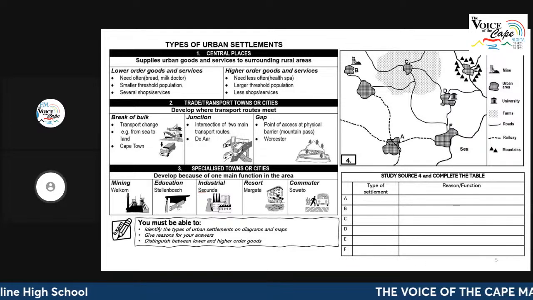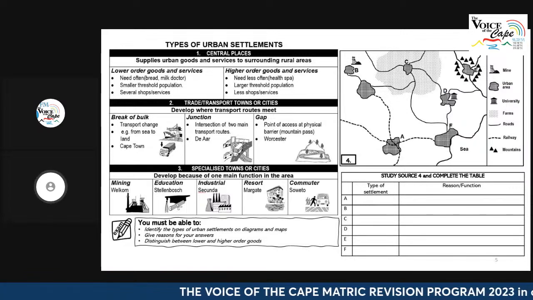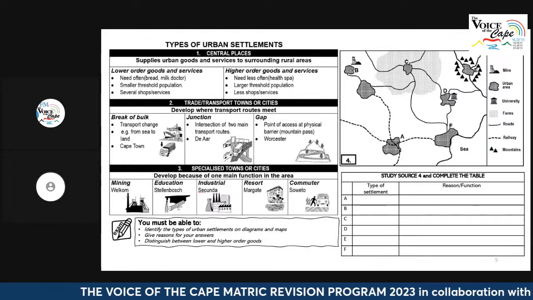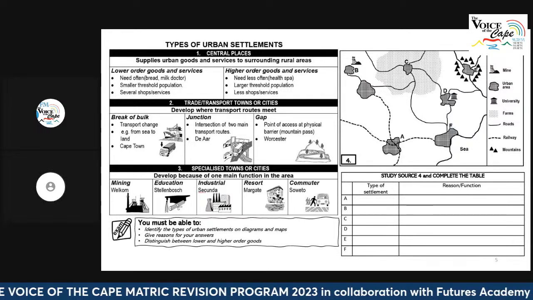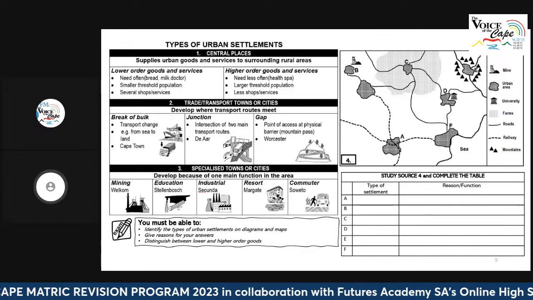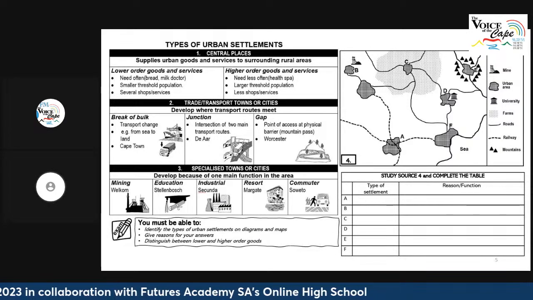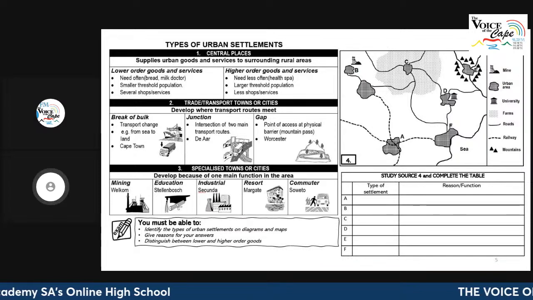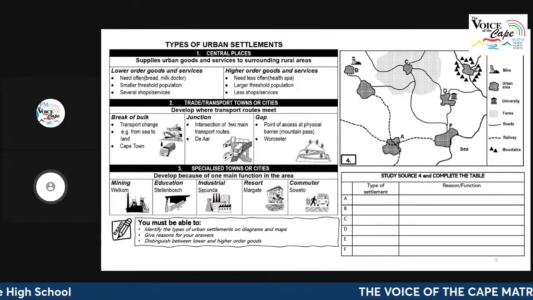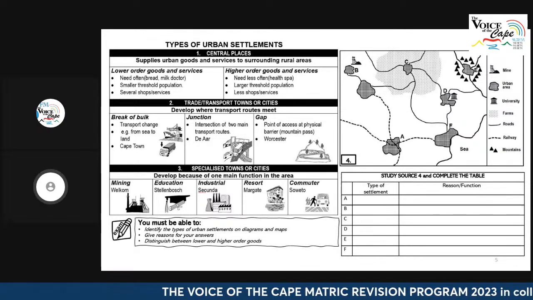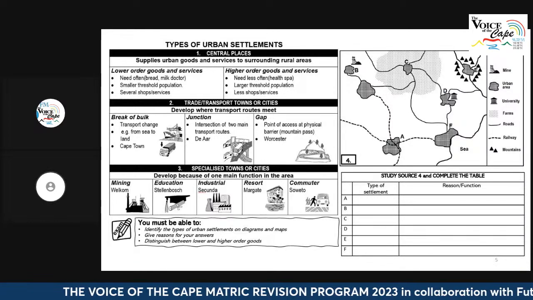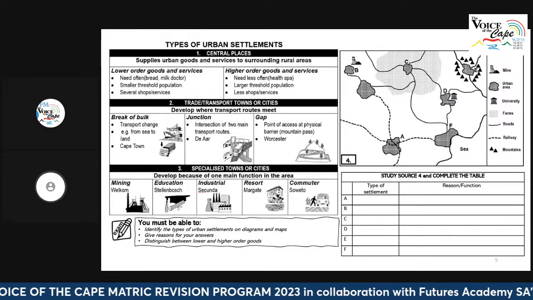They are specialized to that particular function. So, for example, Valcom is specialized to a mining town. Stellenbosch was originally specialized to education. It's now moved on. It has many more sectors within it, but let's not touch on that. So you must be able to identify the types of urban settlements on perhaps a diagram or a map, and you need to be able to give reasons for your particular answer.